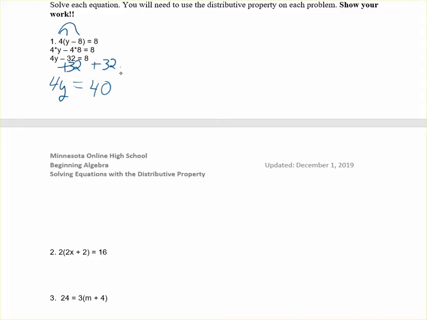So we have 4 times y equals 40. If you can figure that out in your head, you can write what y is equal to. If you're not sure, then the way to solve this with inverse operations is to say the opposite of multiplying by 4 is to divide by 4. So we divide both sides by 4, and 40 divided by 4 is equal to 10. So we get our solution.